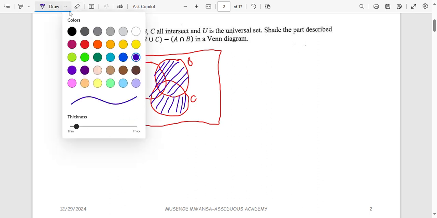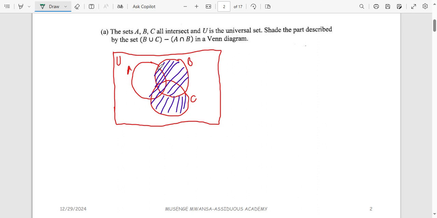Where are A and B intersecting? I'm going to use another color there. Let me use green. A and B are intersecting here. You can see this picture. So we want to shade what is in blue, but I shouldn't shade the part that I put in green, because we want to shade B union C: what is in B and in C, but it shouldn't be in the intersection of A and B. So that's the only region that we are leaving out.